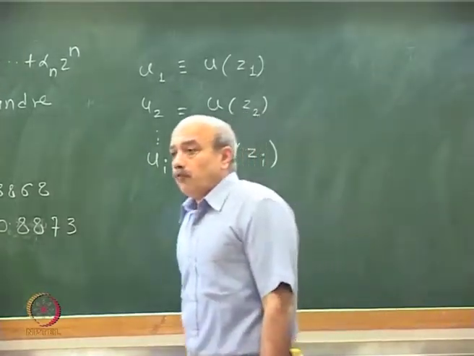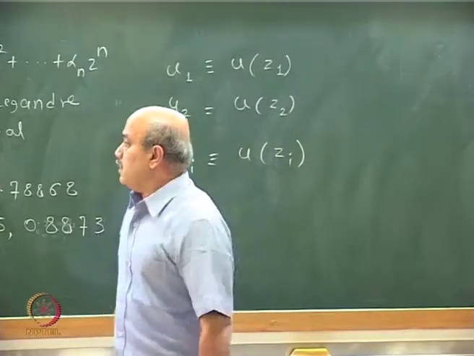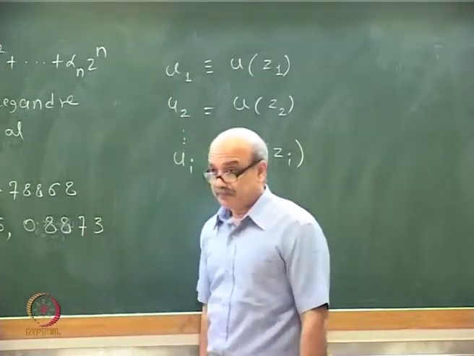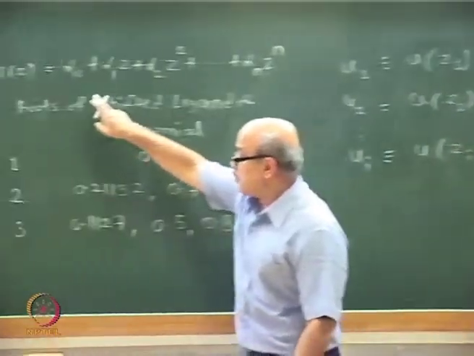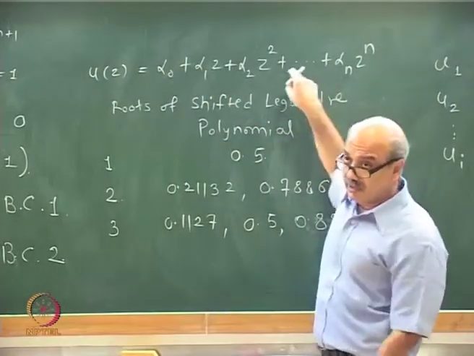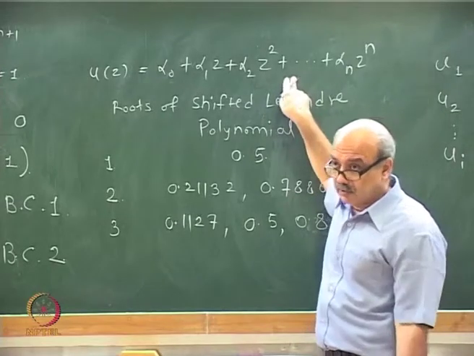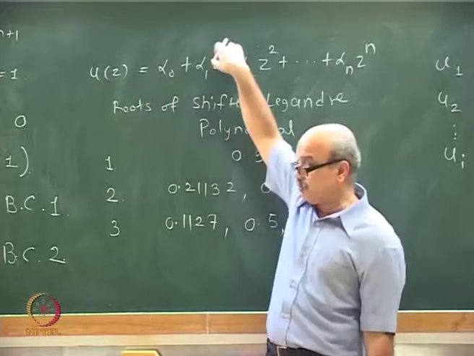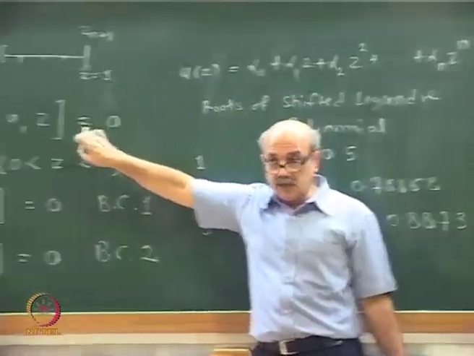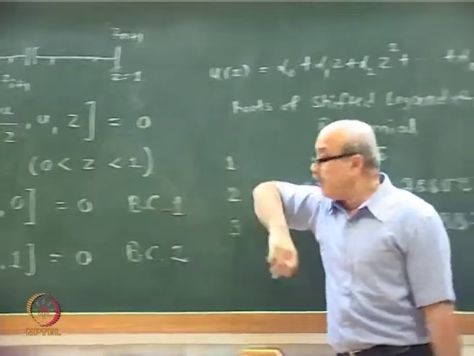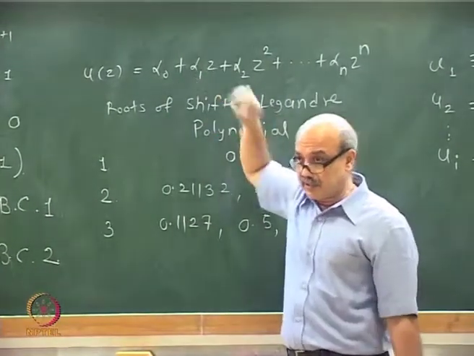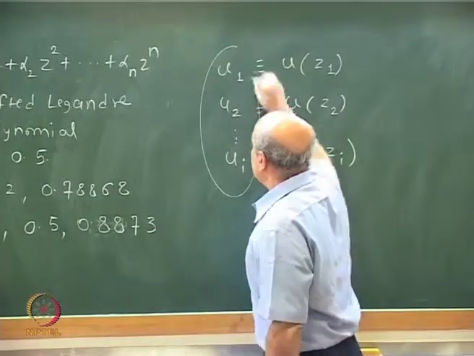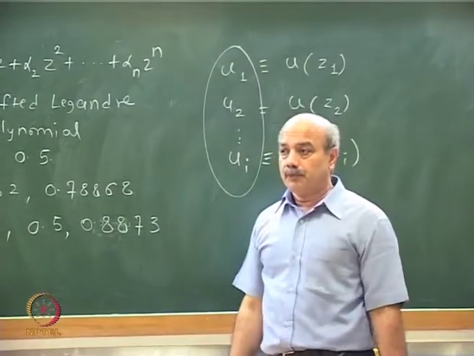Now what we said in the last lecture is that we would like to express these coefficients alpha 0, alpha 1, alpha 2, up to alpha n. These are unknowns in the proposed approximate solution for this ordinary differential equation. I want to express these coefficients in terms of u1, u2, u3, u4 and so on.